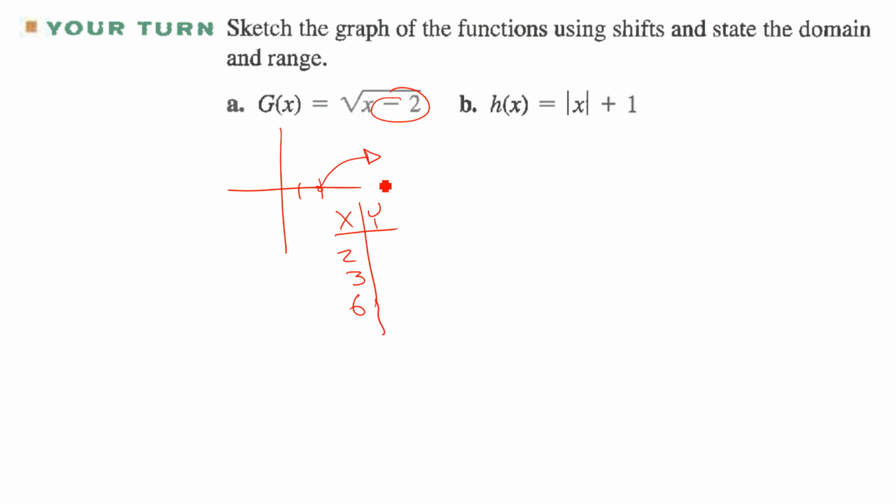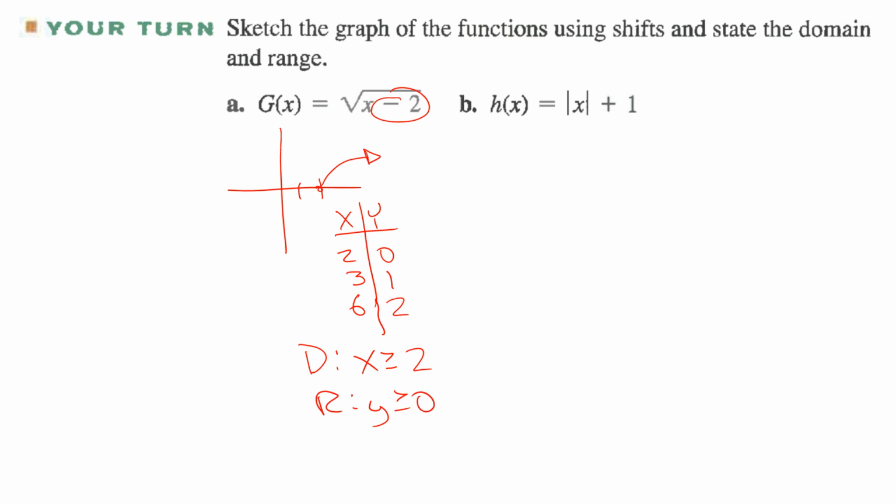So 2 minus 2 is 0. Square root of 0 is 0. 3 minus 2 is 1. Square root of 1 is 1. 6 minus 2 is 4. The square root of 4 is 2. Domain is x greater than or equal to 2. Range, y is greater than or equal to 0.